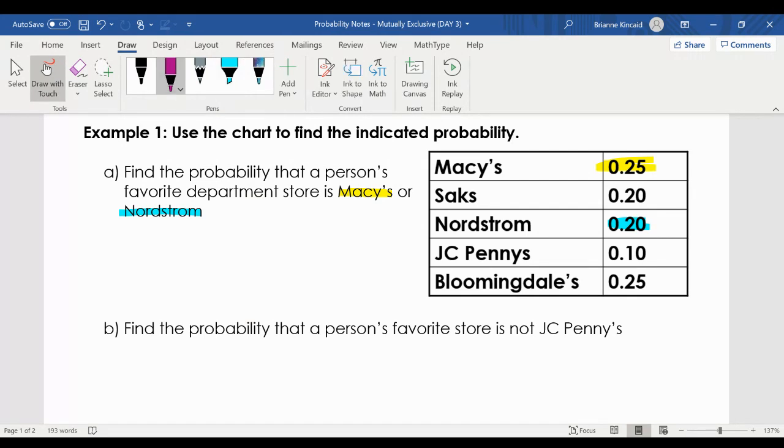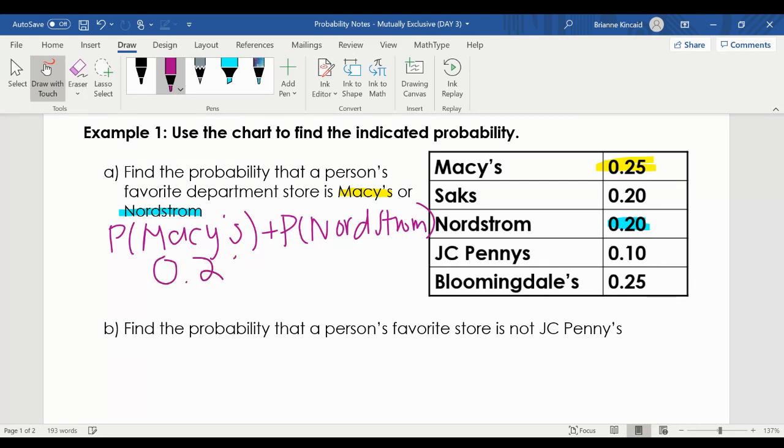Basically what this means is you're going to find the probability of Macy's and add to it the probability of Nordstrom. The nice thing for us is these are already given to us as decimals, so all we have to do here is 0.25 plus 0.20. So if I select a person at random from this survey, there is a 45% probability that I'm going to pick someone who selects Macy's or Nordstrom as their favorite.